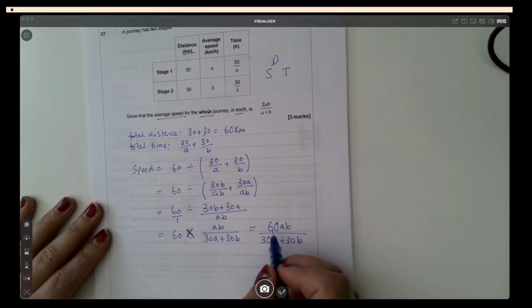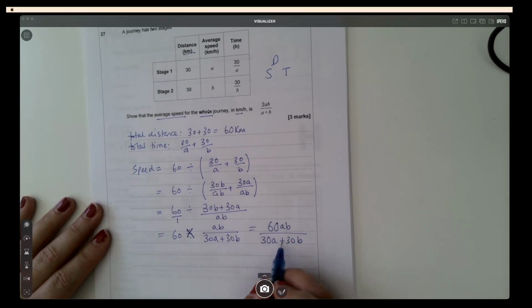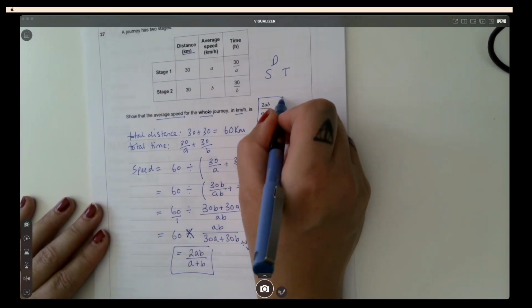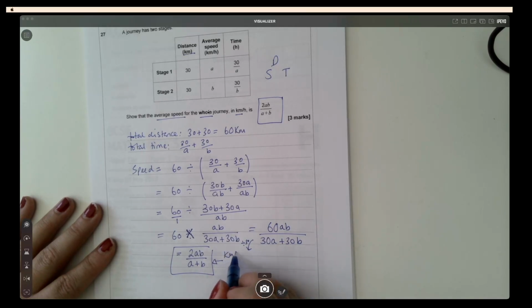Now we're going to simplify. So we can divide 60 by 30 and we can divide the two coefficients here by 30. So let's divide by 30 where possible. So that becomes 2ab on top and then a plus b on the bottom. And then when we compare this to this, it matches. So we've done what they asked us to. We've shown that the average speed for the whole journey in kilometres per hour is the expression 2ab over a plus b.